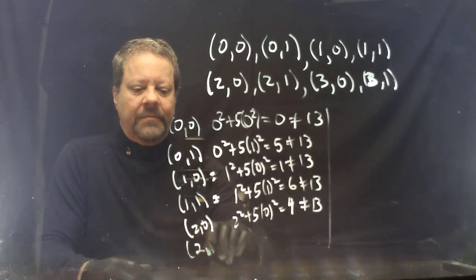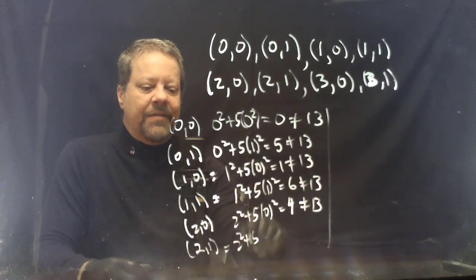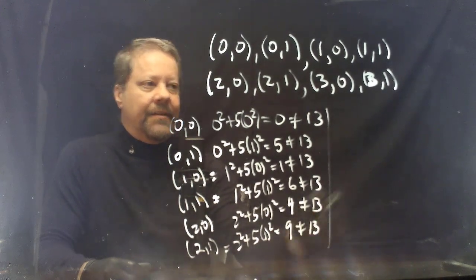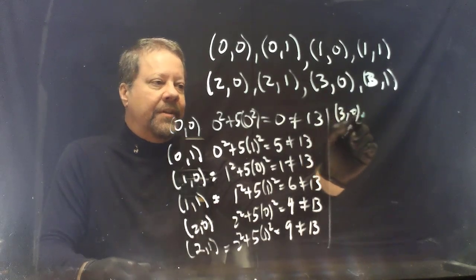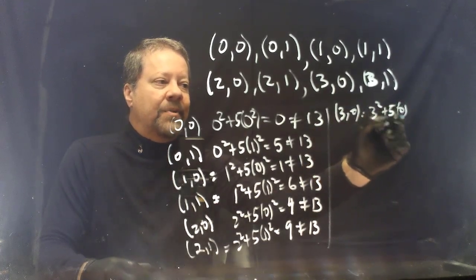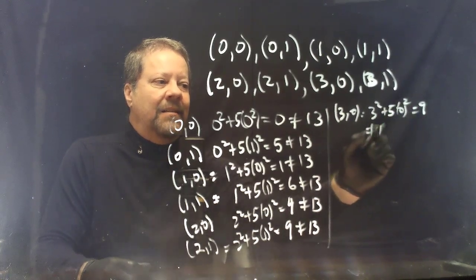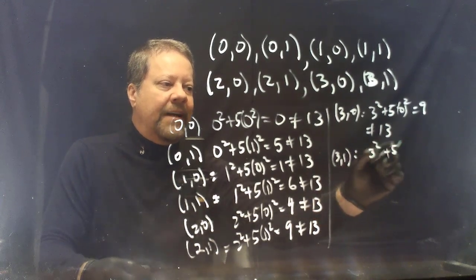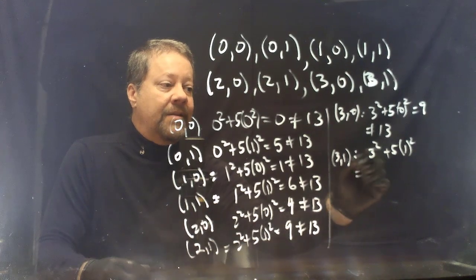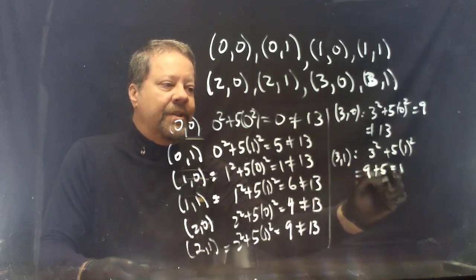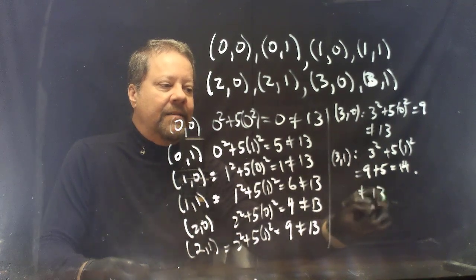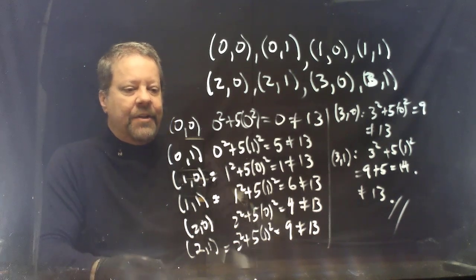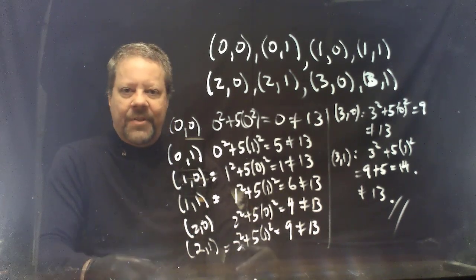2, 1. 2 squared plus 5 times 1 squared, that's 4 plus 5 is 9, not 13. 3, 0 gives us 3 squared plus 5 times 0 squared, which is 9, not 13. And the only one left, 3 squared plus 5 times 1 squared, is 9 plus 5, which is 14, and that's not 13. So we've checked all possible examples other than the negatives, but they give you the same values because of the squares. And so the theorem is true.